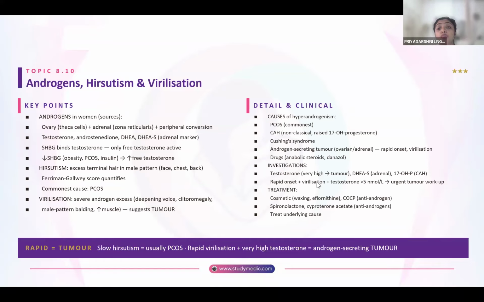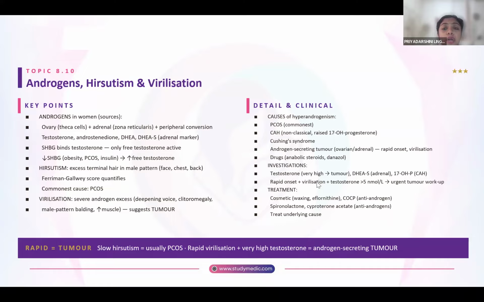Now let's look into two different terminologies. One is called hirsutism, the other one is called virilization. Now what is hirsutism? Hirsutism is nothing but excess terminal hair that is present in male pattern. So when you have this excess hair that is seen on the face, chest, back of a woman, then you call the woman as having hirsutism.